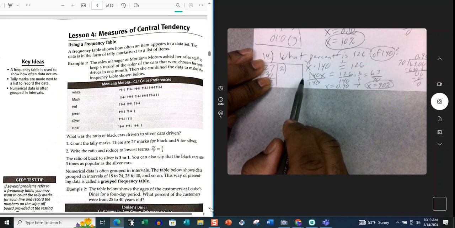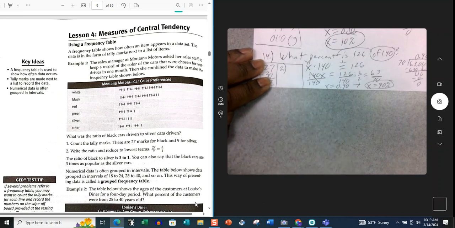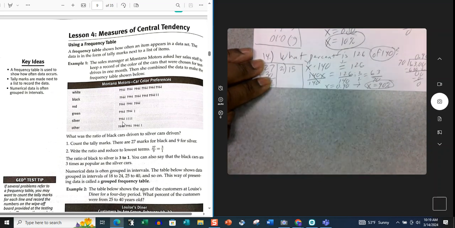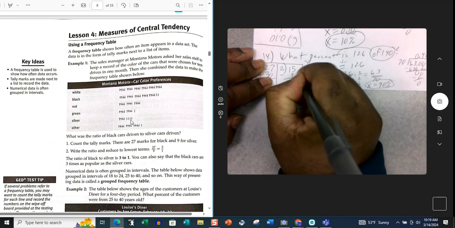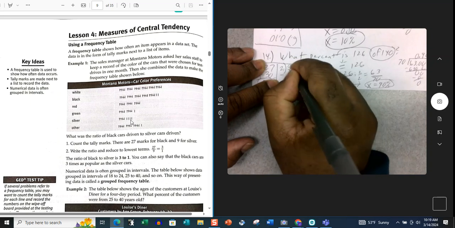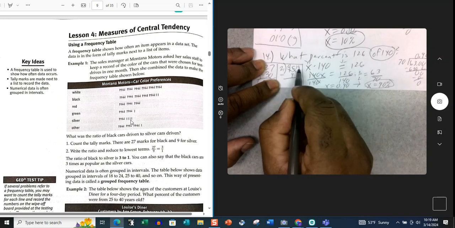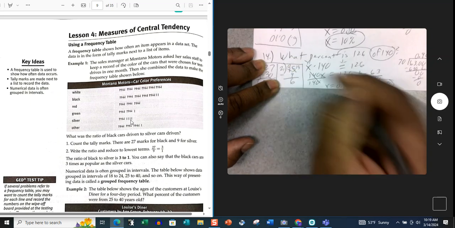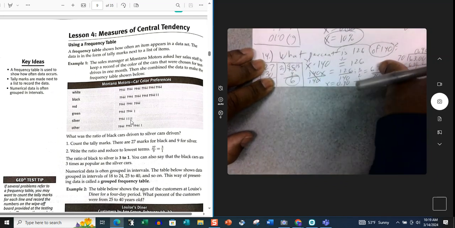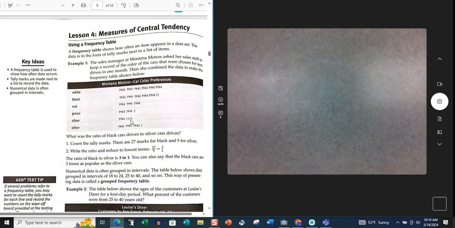For number 2, we have the red cars. So we have 5, 10, 15. 15 for the red. And then we go to silver. We have 5, this is 9. So we do 15 minus 9. We borrow 1 from this 1, which will make it 0. This 5 becomes 15. 15 minus 9 is 6. So it's actually 6 more. And that is your answer for number 2.